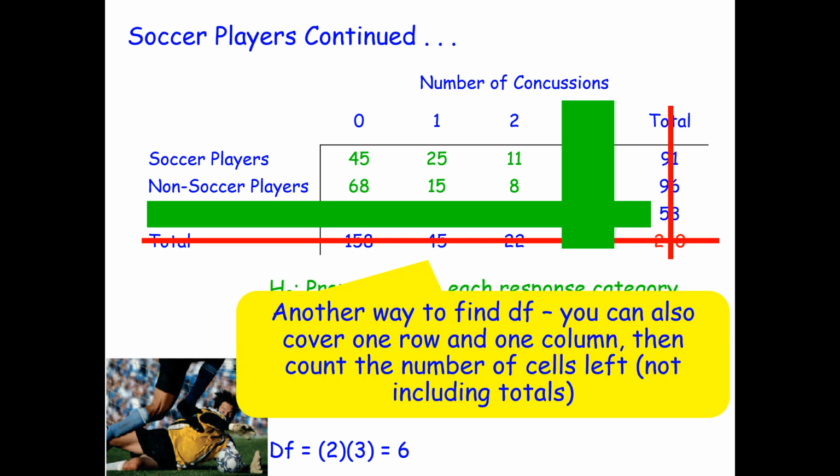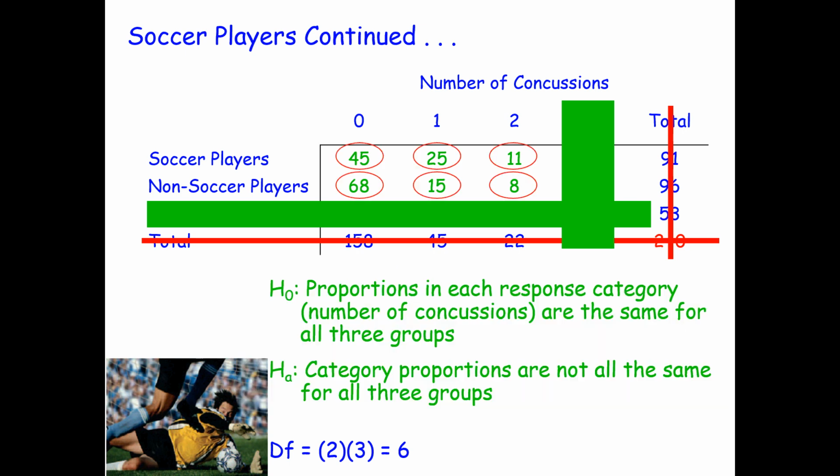Another way to find our degrees of freedom is that you can also cover 1 row and 1 column and then just count the number of cells left, not including the totals. 1, 2, 3, 4, 5, 6.